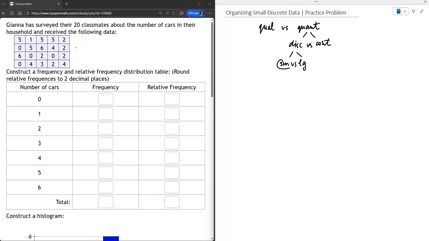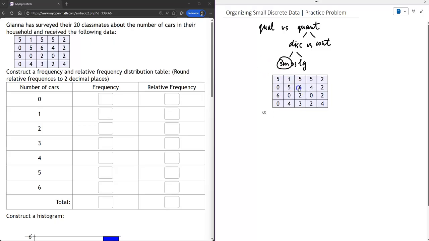So why is it small? Because the answer to the question, how many cars do you have? The range is pretty limited. The smallest answer could be 0, the largest answer could be 10, maybe, right? Either way, it's still small. So we're working with small discrete data. When working with small discrete data, we need to know that we pretty much organize it the same way as qualitative data. So let's get started.